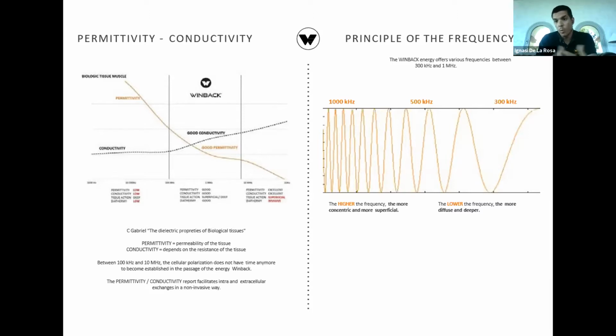With the Winback machine, we can work at different frequencies. We have the 300 frequency, the 500, and the 1000. The lower the frequency, the deeper we can go into the tissue because the wave we are working with is less concentrated. At higher frequencies, we will stay more on the surface because we have a more concentrated wave. This means that in biological effects, we can go up to 5 to 7 centimeters with the deep frequency, but we need more time for this biological process, to mobilize more ions and to accelerate the metabolism of the different tissues.